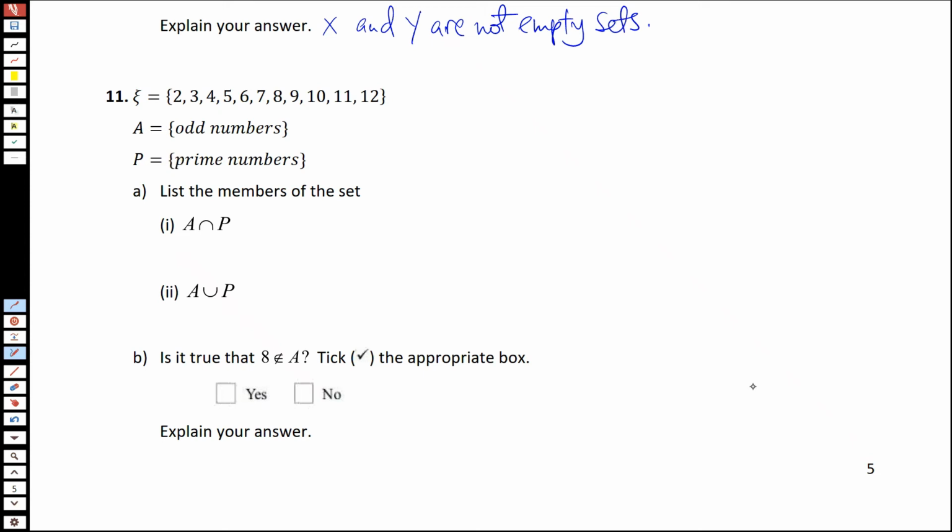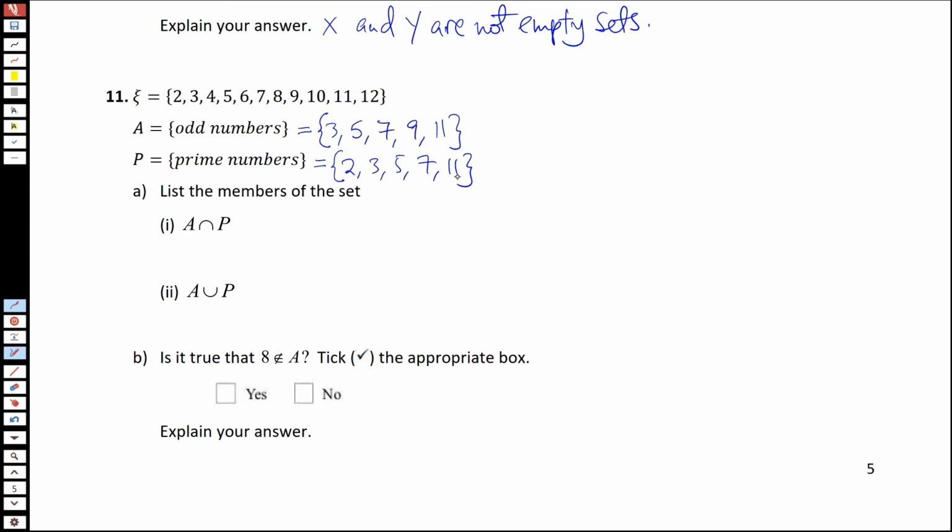So in number 11, we have the universal set, and then set A is odd numbers. So let's just list odd numbers from these numbers. So we have 3, 5, 7, 9, and 11, because that goes up to 12, the universal set. And then here, prime numbers, we have 2, 3, 5, 7, and 11.